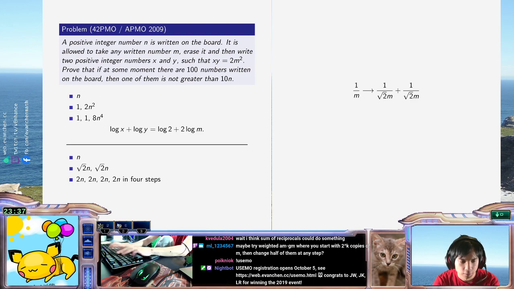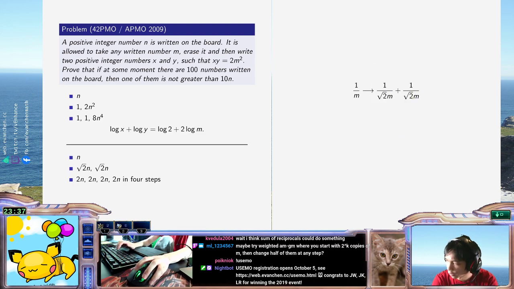Claim. Okay, I see. So the sum of reciprocals doesn't quite work because it still increases, but the sum of the squares of the reciprocals doesn't increase. So claim: after each step, the sum of squares is bigger, smaller. The sum of inverse squares has increased.